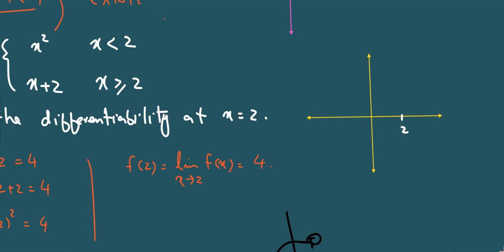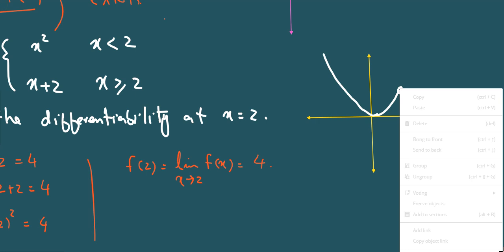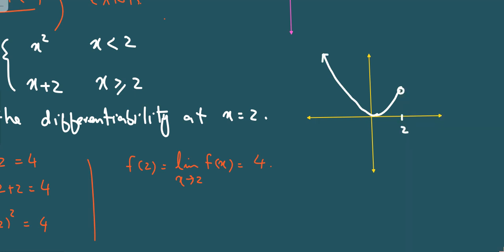Okay. So at 2, initially when x is lesser than 2, the function is x square. So I will get a curve of a function x square up till 2. Okay, and I will get an open point for this one, right? Because x is lesser than 2, not equal to 2. Clear?